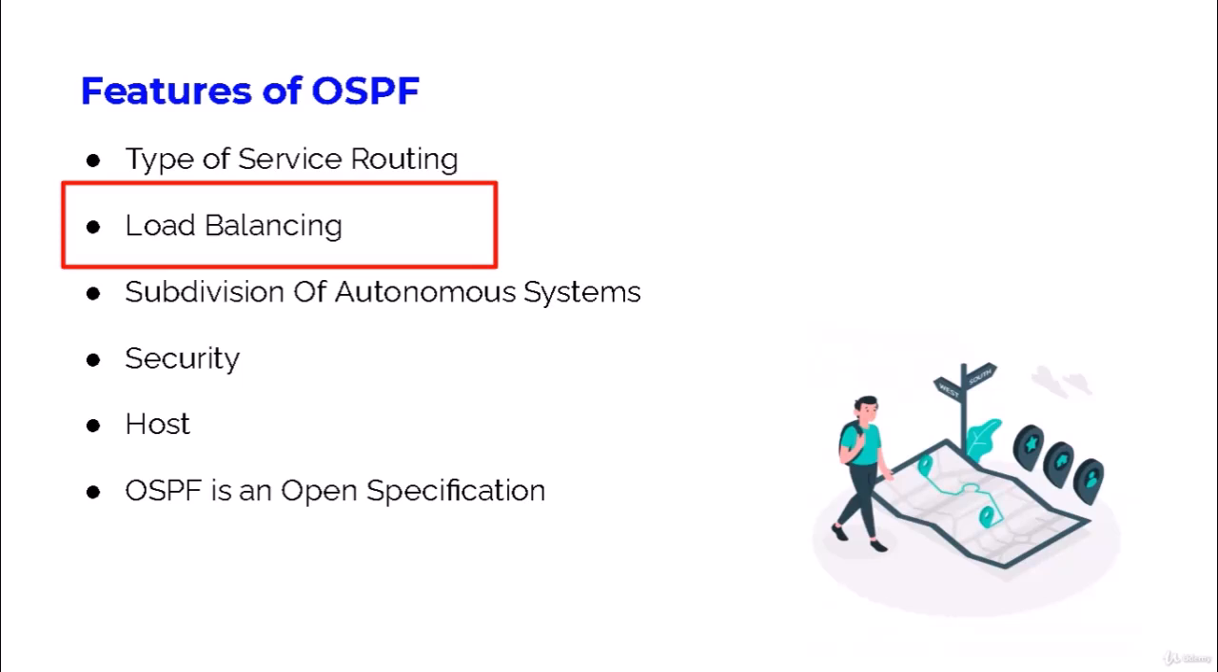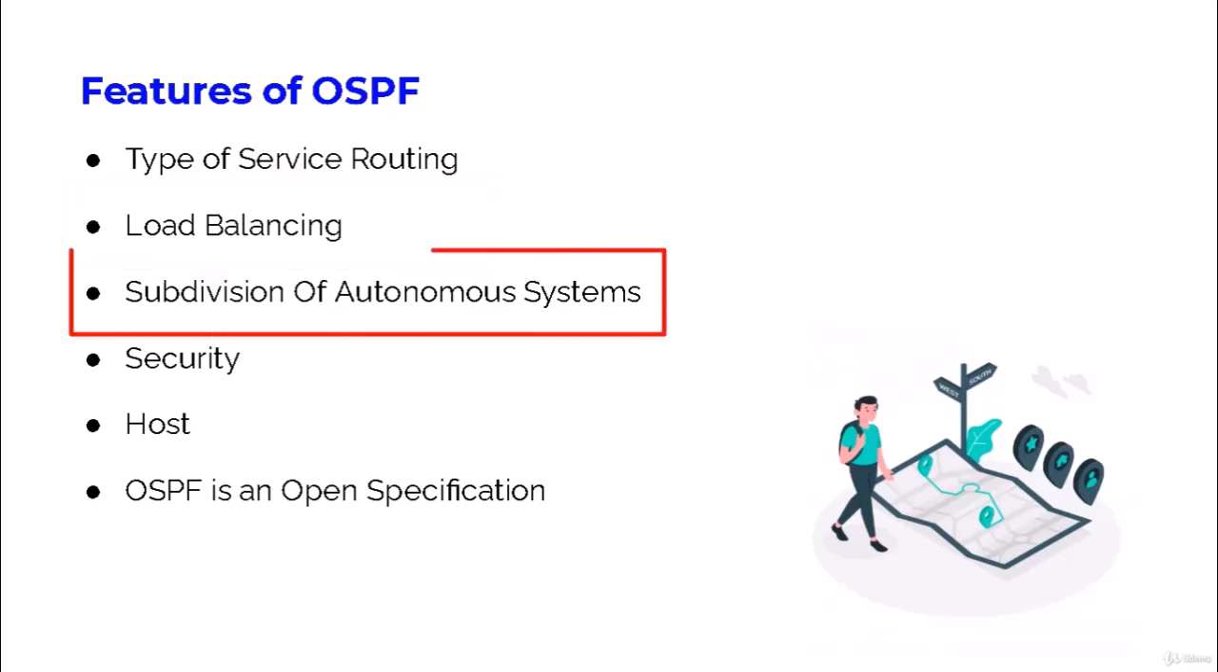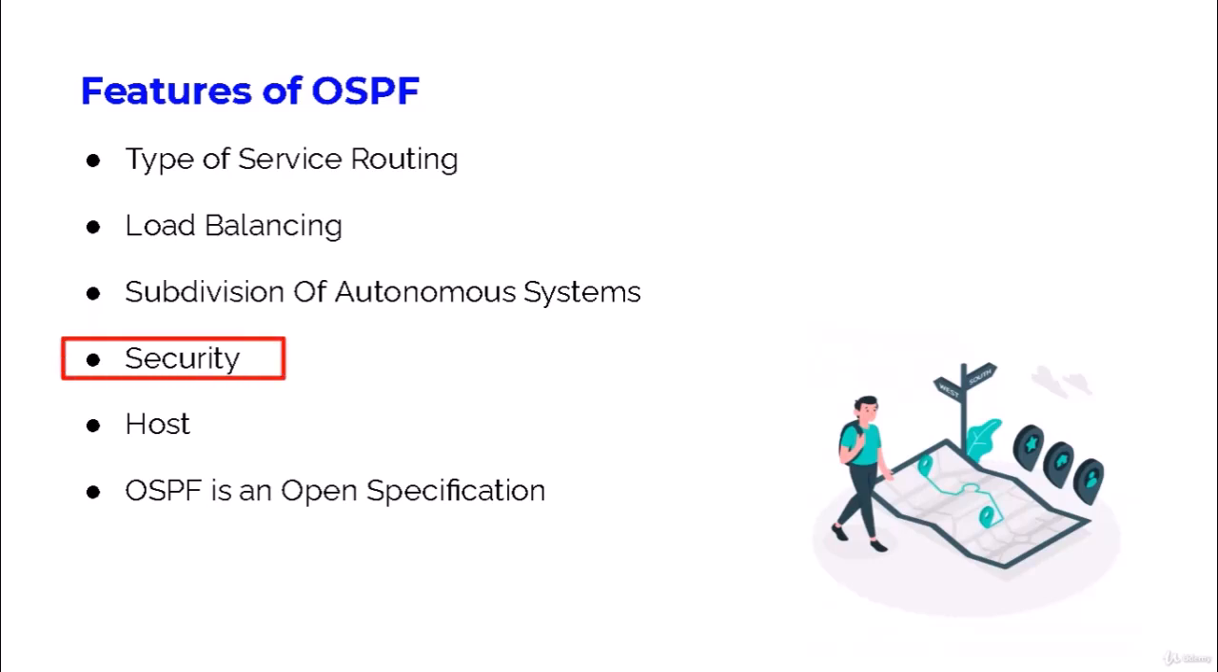This would obviously result in a higher network efficiency. The next is subdivision of autonomous systems. It is possible to further divide the system into logical areas. This would improve the management of large autonomous systems. The next is security. The data exchanges in OSPF are authenticated. So only those hosts intended for the routing network are included in the OSPF routing path.